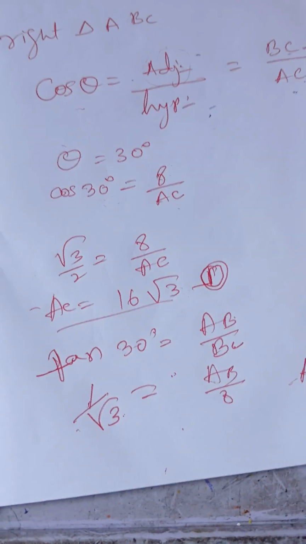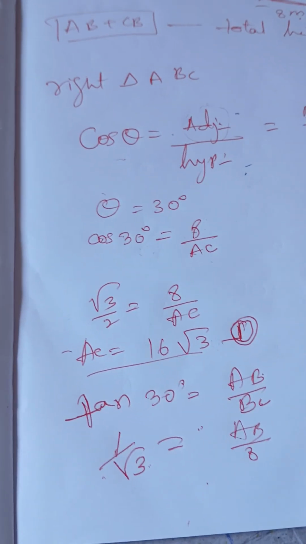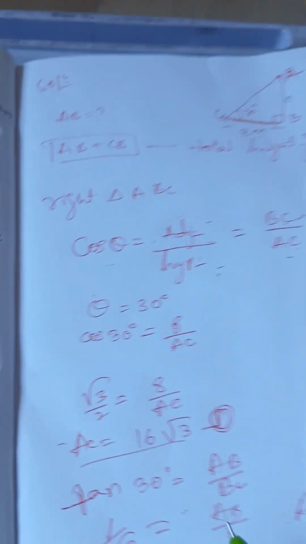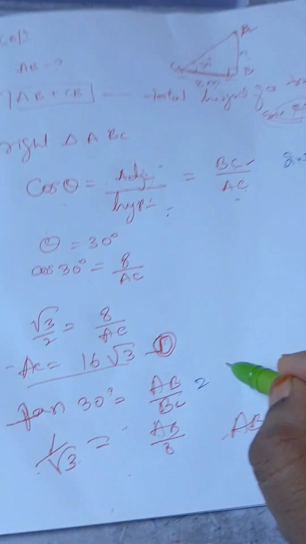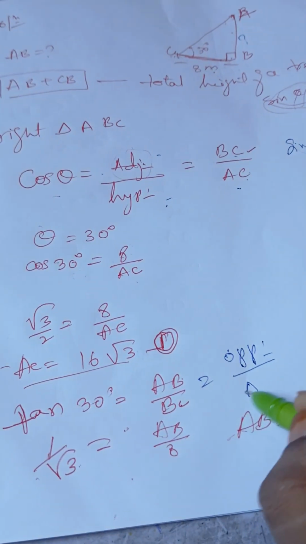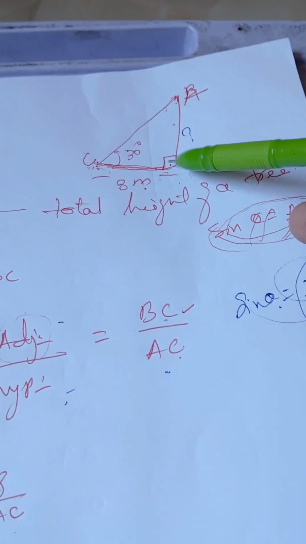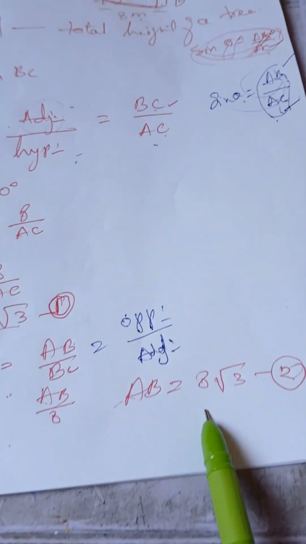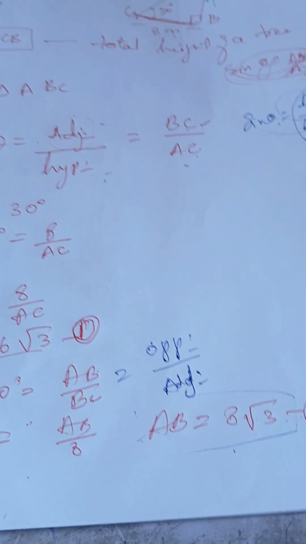Now if we take tan 30, we know the hypotenuse and we know the base, and we want the opposite side, AB. Tan theta is opposite by adjacent, so from this triangle the opposite is AB and the adjacent is BC. Tan 30 is 1 by root 3, so 1 by root 3 equals AB by 8, and you get AB equals 8 by root 3. Clear?